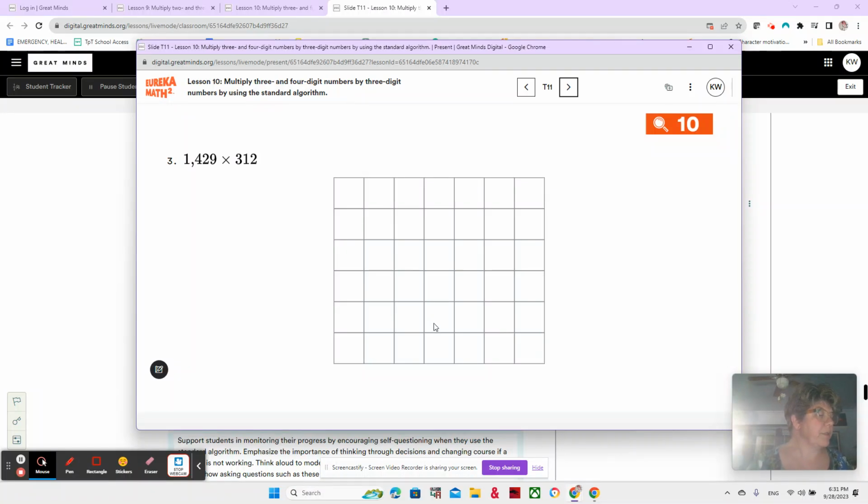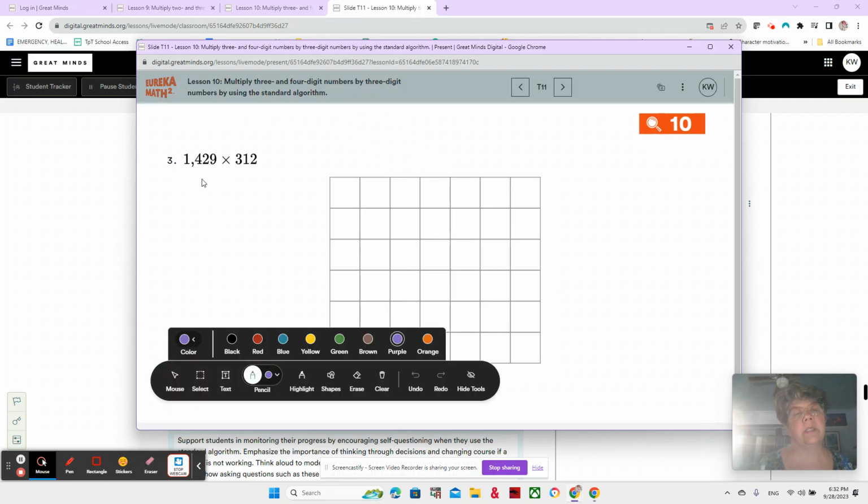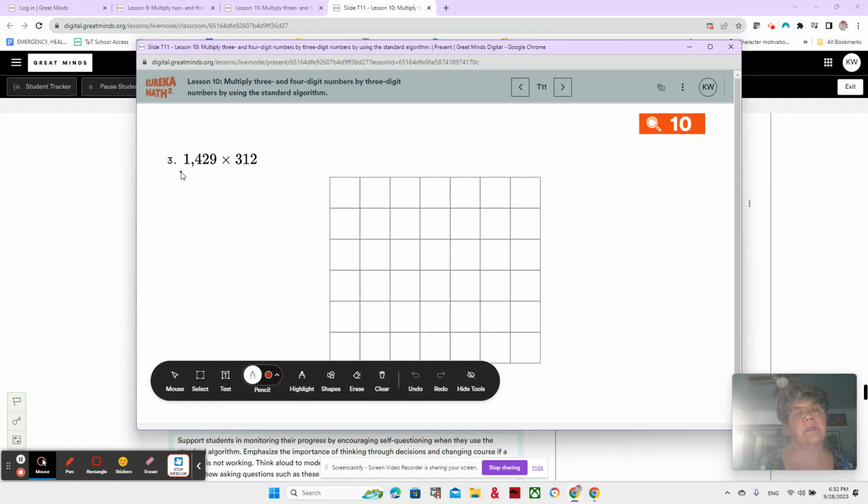How about number 3? 1,429 times 312. Yeah, I think I would want to put this one on the top so that I have less partial products, right? Put my 1,429 as my unit and multiply it 312 times. All right, can you go ahead and do that? And let's make that number 2 in your Edpuzzle.